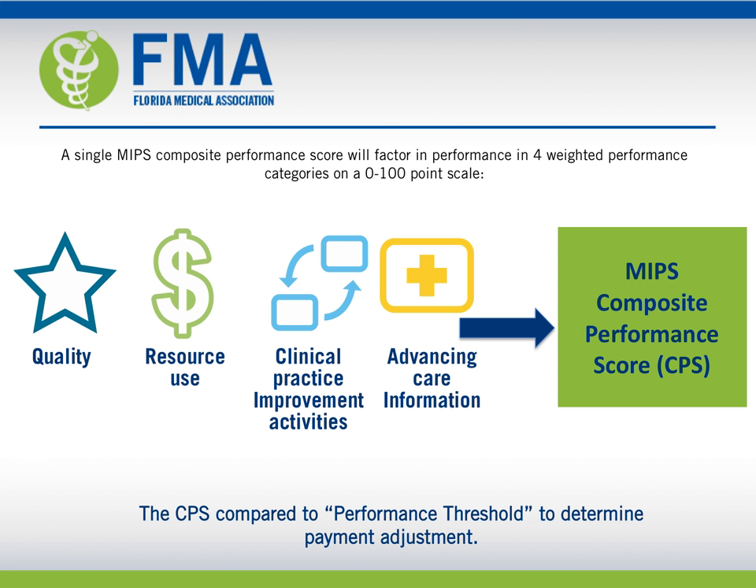So again, here's another explanation. Under MIPS, each eligible clinician or group thereof will receive a score that's between 0 and 100 points. That score will be comprised of these four different components: quality, resource use or cost, clinical practice improvement activities, and advancing care information. And clinicians who receive a score that is above a performance threshold that CMS will set at the beginning of each period will be eligible for bonuses. Clinicians and groups thereof that receive scores that are below the performance threshold will be penalized on a progressive scale.